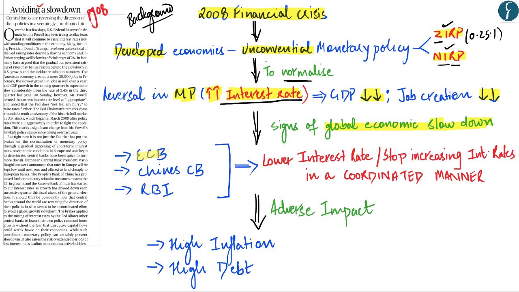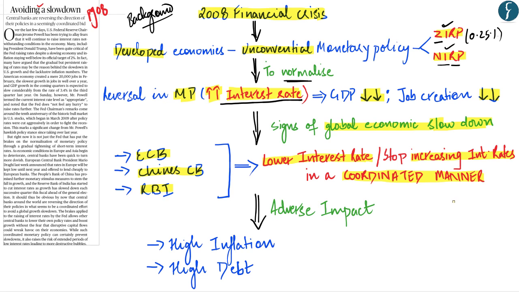For instance, the European Central Bank has decided to maintain lower rates of interest for another 1 year at least. Further, the Chinese Central Bank has promised further monetary stimulus measures. In fact, even the RBI has decided to reduce its benchmark policy rate or the repo rate. Therefore, it is obvious that the central banks across the world are reversing the direction of their monetary policy, wherein they are either lowering the interest rate, and if not lowering, then at least they have stopped increasing the interest rate. And what is of importance to note is that such efforts or steps by all these countries are happening in a coordinated manner.